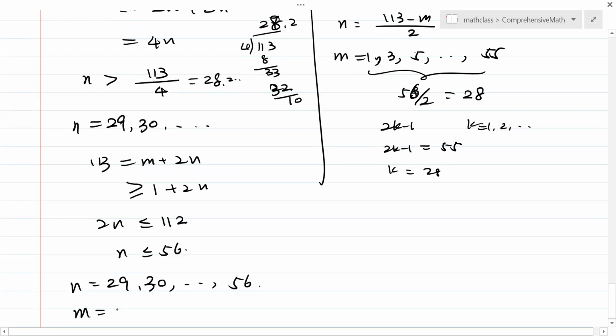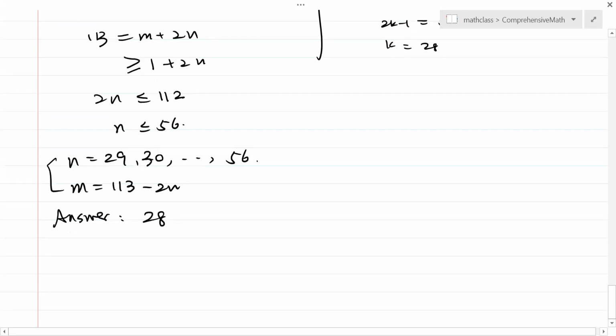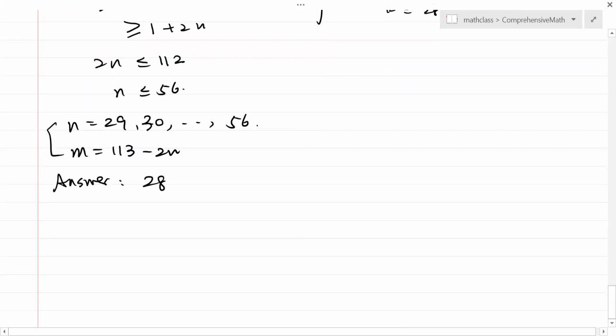So m is going to be 113 minus 2n, okay? So in total, you are going to have 28. So there are 28 triangles there, okay? Yeah, so there are two different ways: either you get the range for n, or you get the range for m, okay? Using the triangle in cortex.